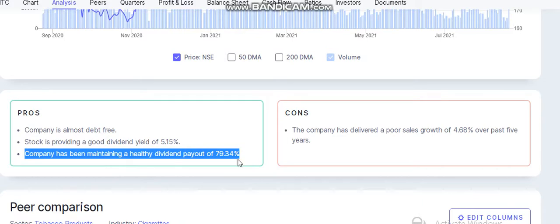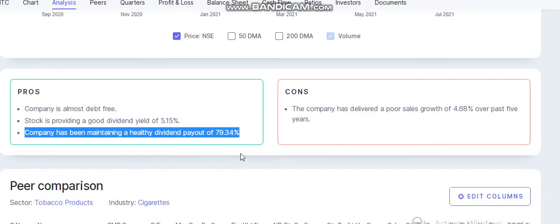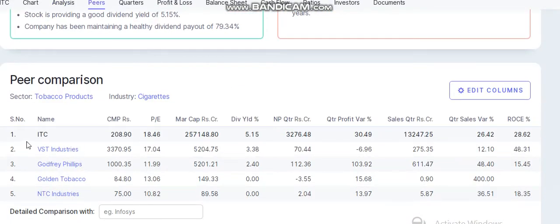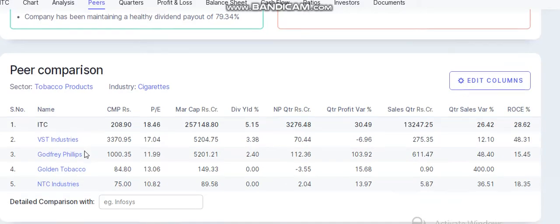They are maintaining a healthy dividend payout of 79.34%. So for peer comparison, which companies can you compare? VST Industries, ITC, Godfrey Phillips, Golden Tobacco. So you can compare with ITC.